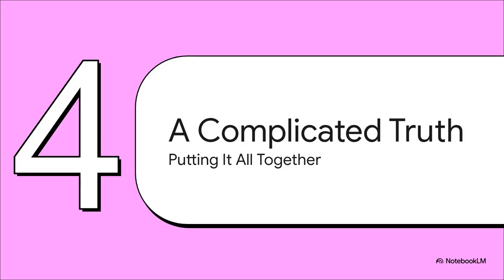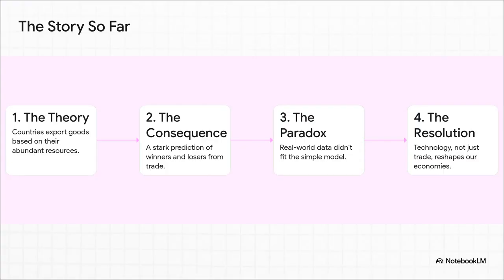So, where are we? We started with this beautiful, simple theory. It crashed into a confusing paradox, and now we've landed in the middle of a really complex debate about our modern economy. Let's try to pull all these threads together. So here's the arc of our story. We started with the simple theory: you export what you've got. That led to the very stark consequence: you get clear winners and losers. But then came the paradox, where the real world just refused to play along. And finally, we get to a resolution.